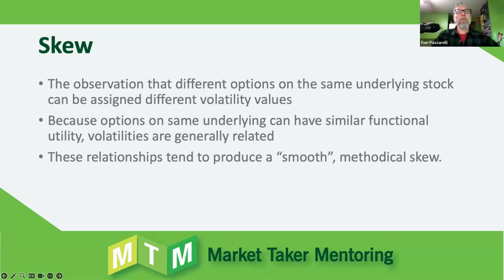So the further apart the strikes are, the more variant the volatilities can be. And the further away in expiration, the more variant the volatilities can be. But when they're close, either vertically in price or horizontally in time, we tend to get a smooth, methodical sort of skew.